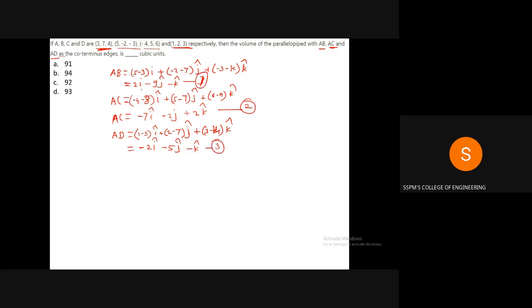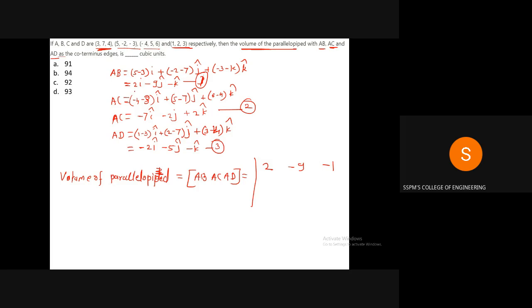Now how can the volume be calculated? Volume of parallelepiped is given by this. So I will write the formula here. Volume of parallelepiped is given by AB, AC, AD. It is given by the determinant. So the determinant is given by this: 2, minus 9, minus 1.